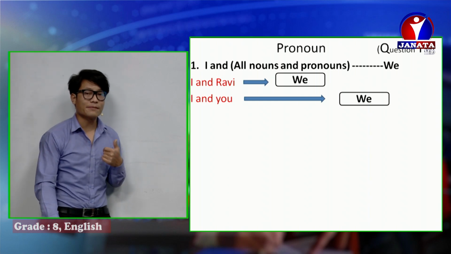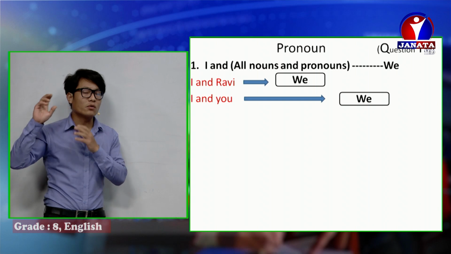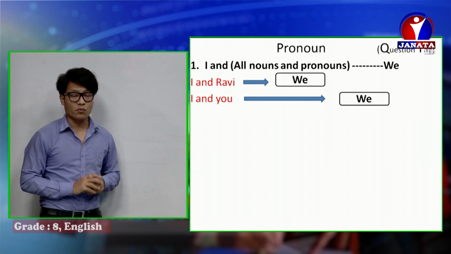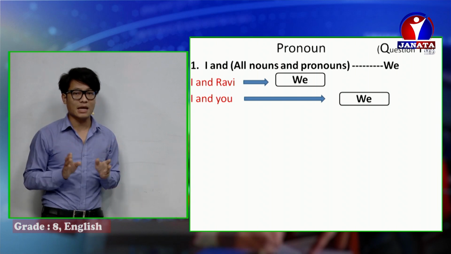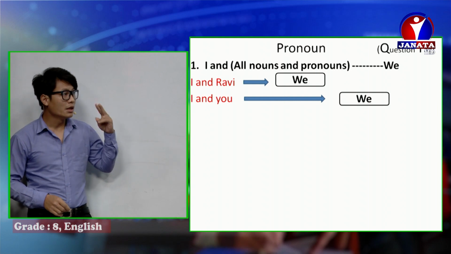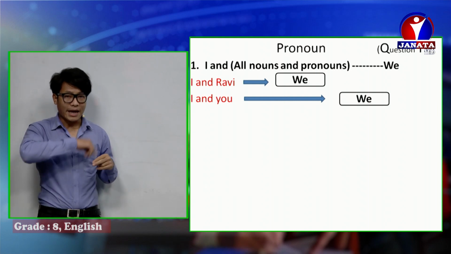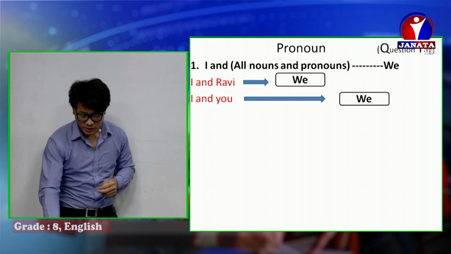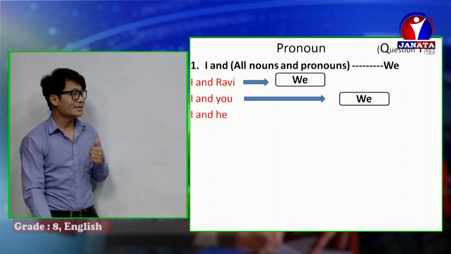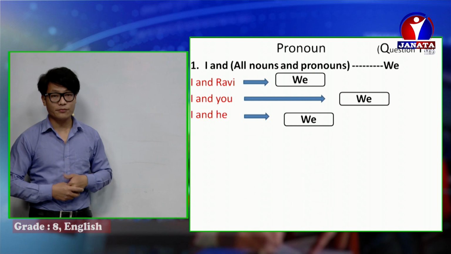You need to know it very well because we cannot write the noun in a question tag. We need to write the pronoun. That's why we should have well knowledge of how to change all the nouns and pronouns into pronouns. So you can see here, I and you, there are two pronouns. One is I and one is you, but as a group, we can say I and you, we pronoun. Next is I and he, it becomes we pronoun.